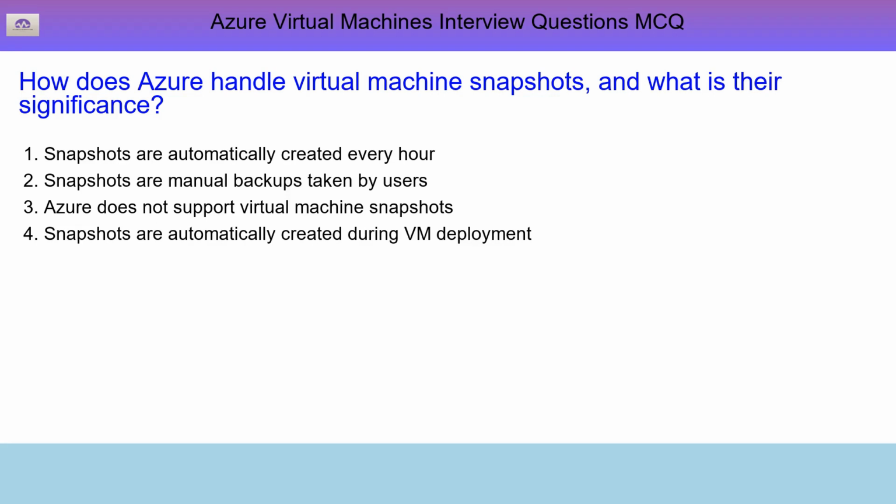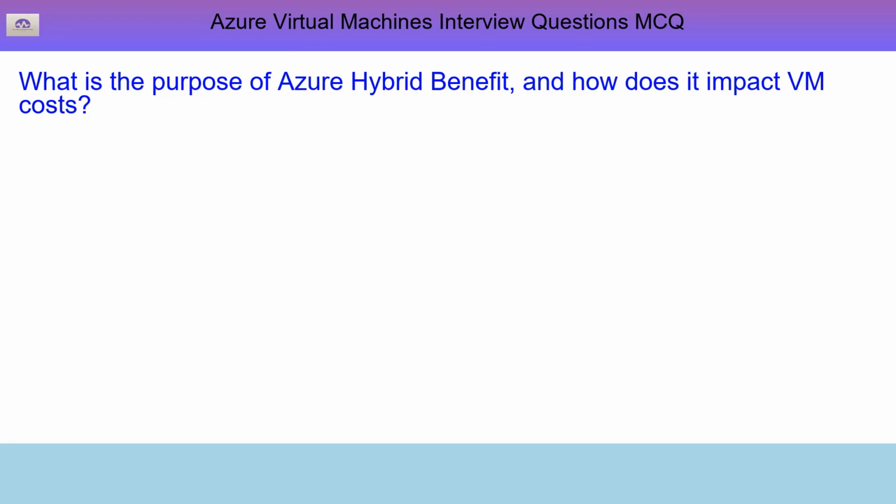Snapshots are automatically created every hour. 2. Snapshots are manual backups taken by users. 3. Azure does not support virtual machine snapshots. 4. Snapshots are automatically created during VM deployment. The correct answer is snapshots are manual backups taken by users. What is the purpose of Azure Hybrid Benefit, and how does it impact VM costs?